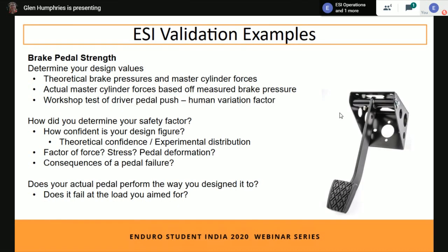Step 1, question 1, determining your design values. How did you come up with these values, and how do you know they accurately represent the real world job this thing has to do? We can come up with theoretical values based on brake pressure and master cylinder forces.